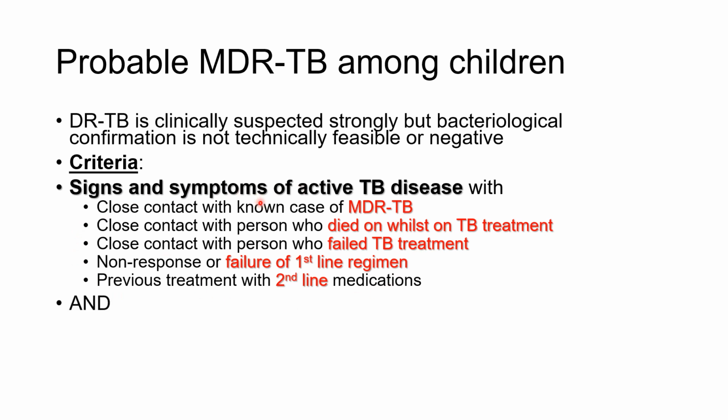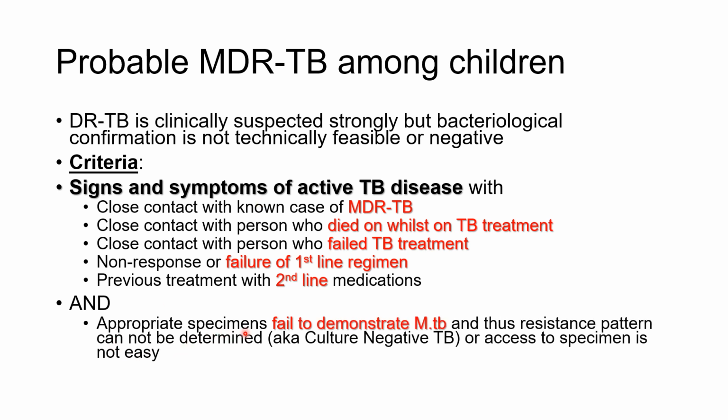And in addition to that, an appropriate specimen, if it fails to demonstrate mycobacterium tuberculosis and thus the resistance pattern cannot be confirmed, that is known as a culture negative TB, or access to the specimen is not easy, that also has to be considered as a case of probable drug resistant TB. Suppose you are suspecting a case of tubercular pleural effusion. So the appropriate sample would be pleural fluid. But due to some reason, you are not able to get the pleural fluid. So in that case, the patient has to be considered a probable multi-drug resistant tuberculosis.